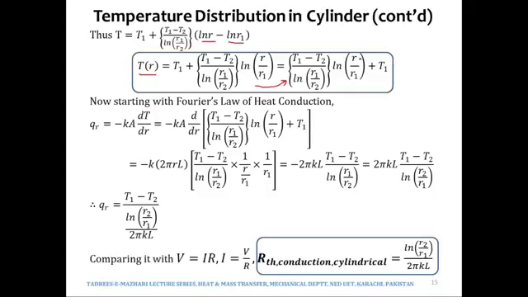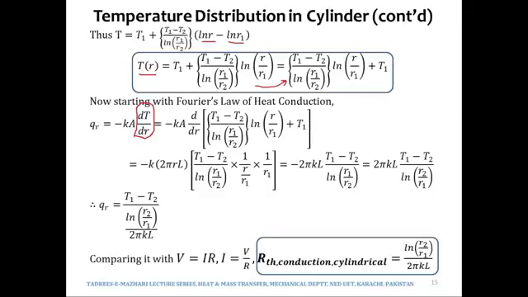So after finding that out, what did we do over there in the case of plane wall? We had started with Fourier's law of heat conduction. We will do the same thing again. We will say that Q in radial direction is minus KA dT over dr, and this dT over dr means we need to differentiate temperature with respect to r.